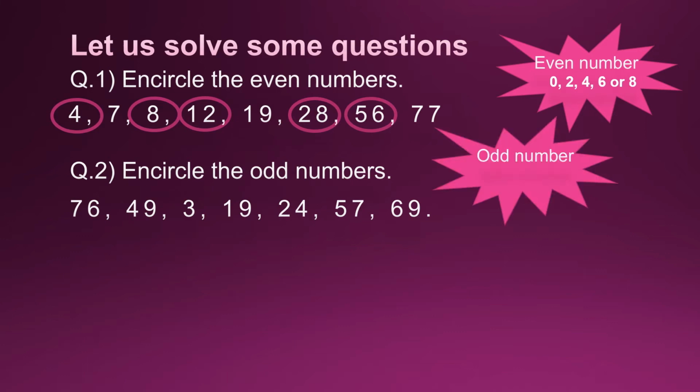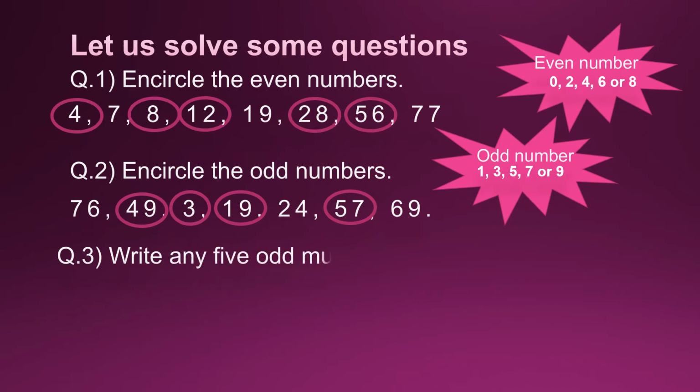Question number 2. Encircle the odd numbers. The numbers are 76, 49, 3, 19, 24, 57 and 69. We know that in odd numbers one's digit is 1, 3, 5, 7 or 9. So pause the video and encircle all the odd numbers, and check the answer: 49, 3, 19 and 57.